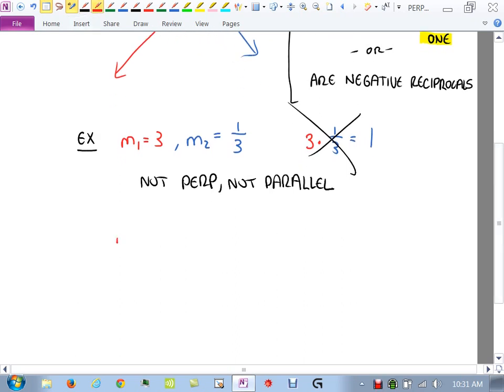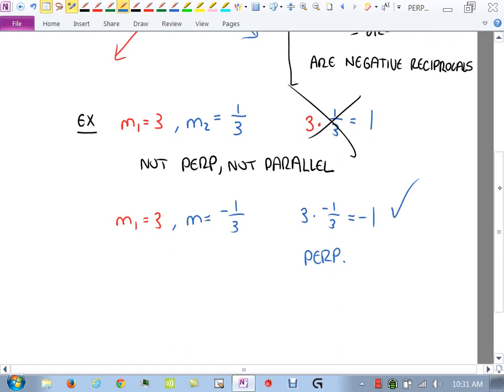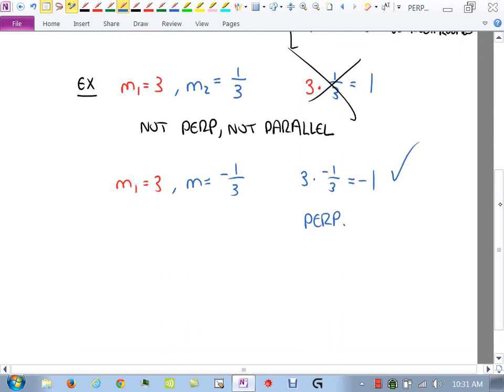Let me try this one. M1 is 3. M2 is -1/3. Now are they perpendicular? Yes. 3 times -1/3 is -1. That checks. They are perpendicular. And you could tell right away they weren't parallel, because they weren't the same number.